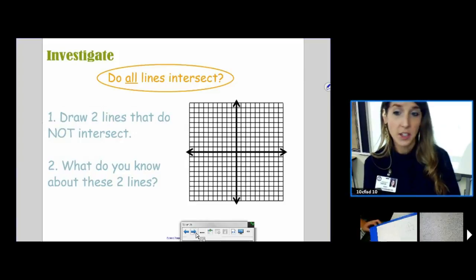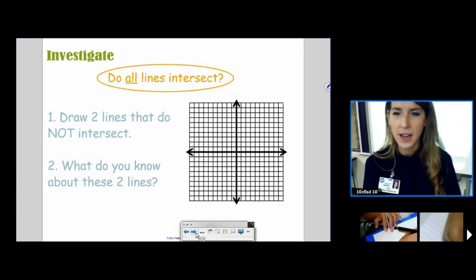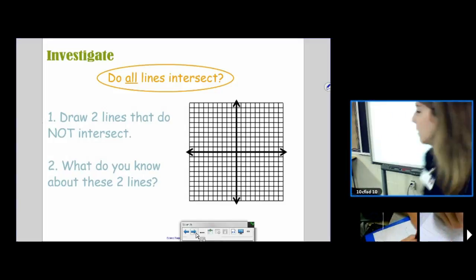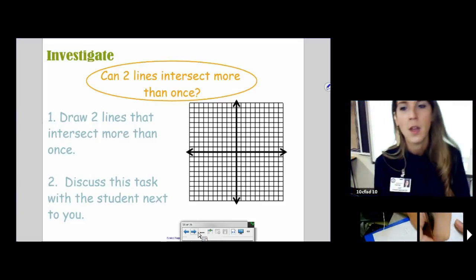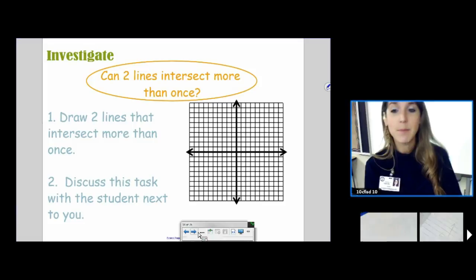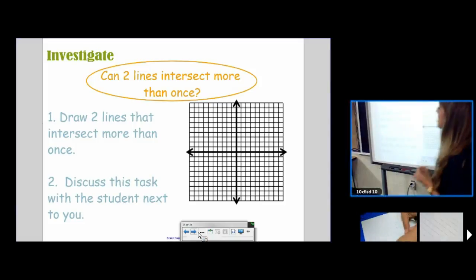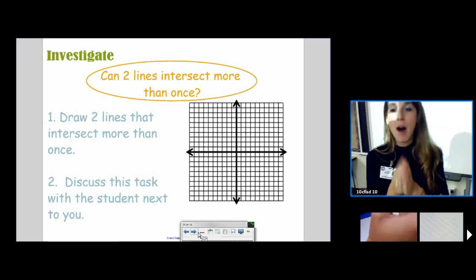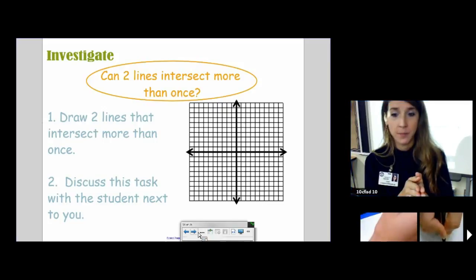Do all lines intersect? I think we kind of already went over this. Draw 2 lines that don't intersect. We talked about it. They would have to be parallel. Okay, now try this one. I want you to draw 2 lines, and I want you to make them intersect more than once. I sure hope that your conclusion was that it is impossible. Lines cannot intersect more than once.